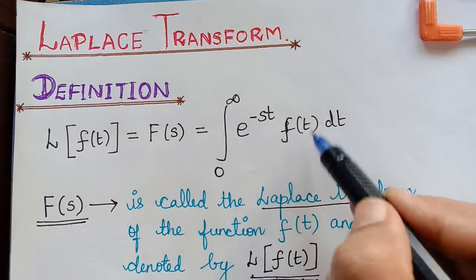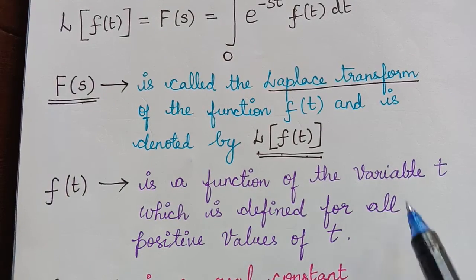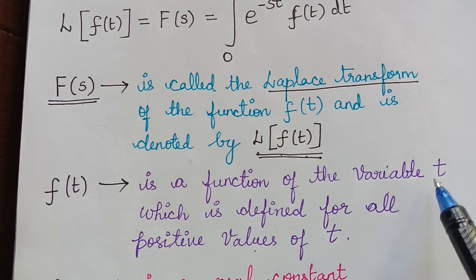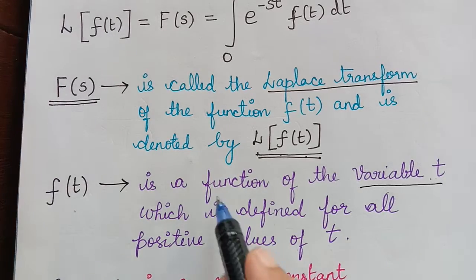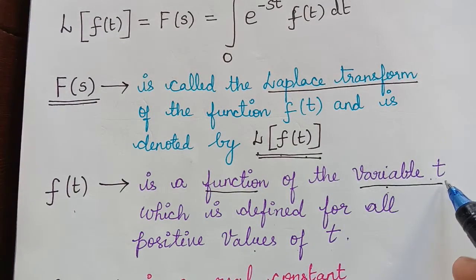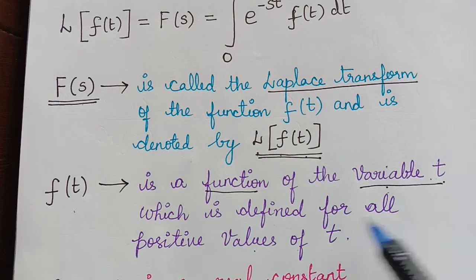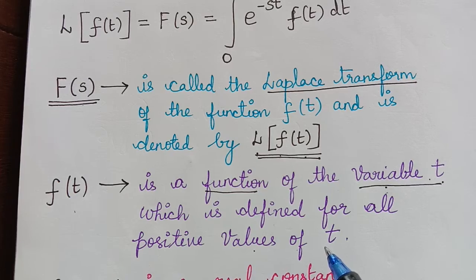So what is this f of t? F of t is a function of the variable t, which is defined for all positive values of t. So t is the variable and f of t is a function of the variable t, and the function is defined for all possible positive values of t.